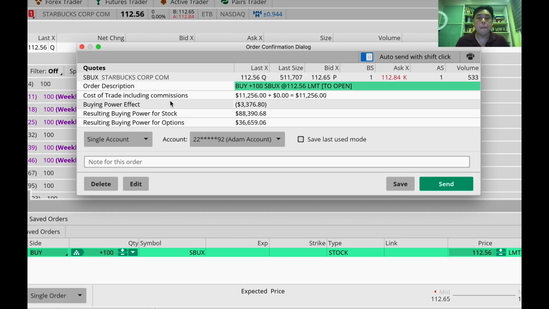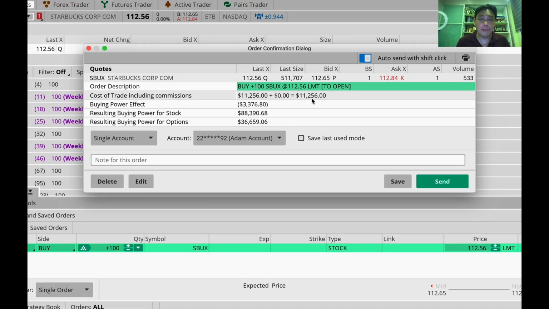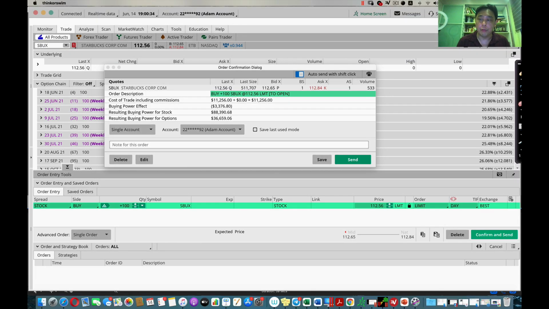So the cost will be 112.56 per share times 100 shares. Total capital required would be $11,256, right? 11,256. Let's note that down over here. So again, the first option is to buy the stock.